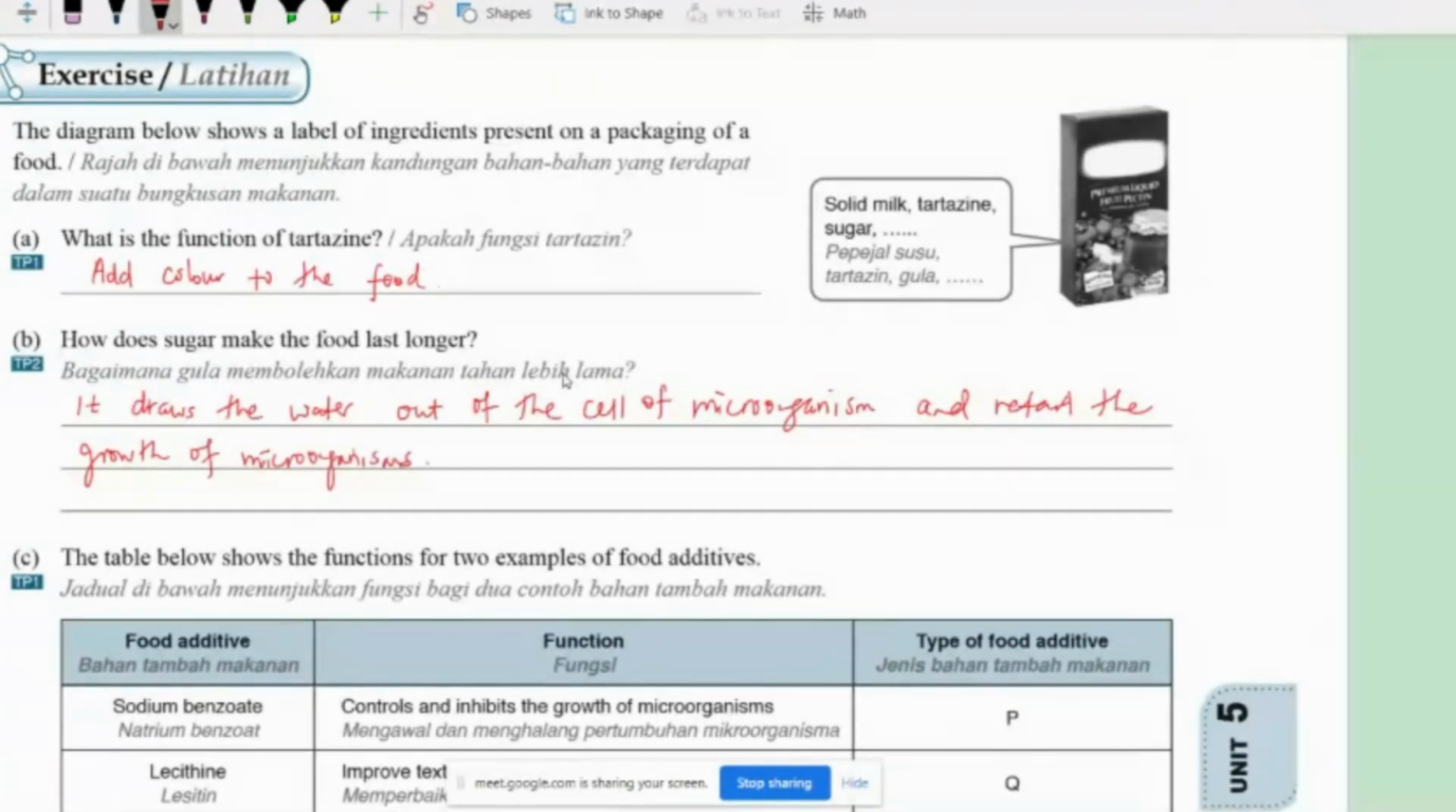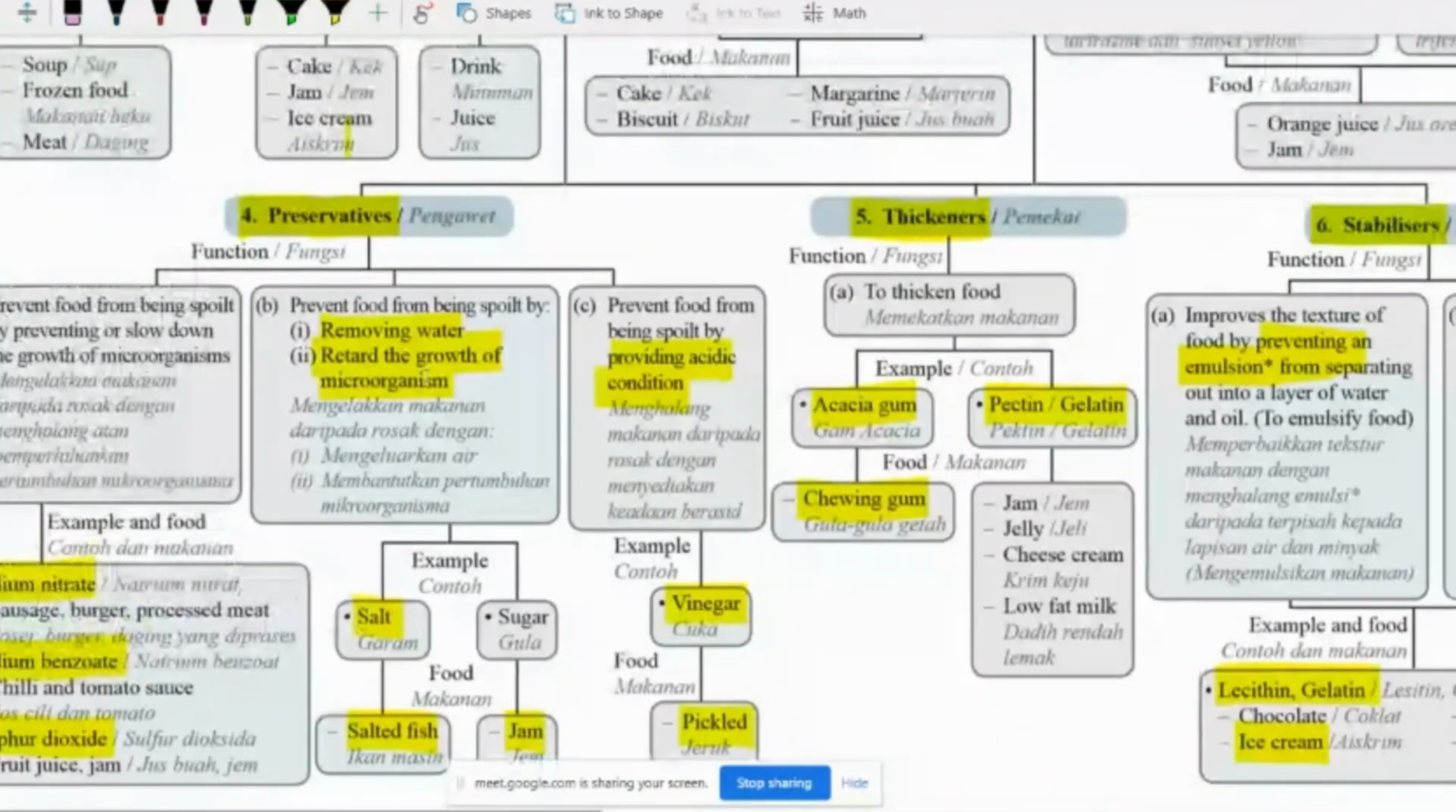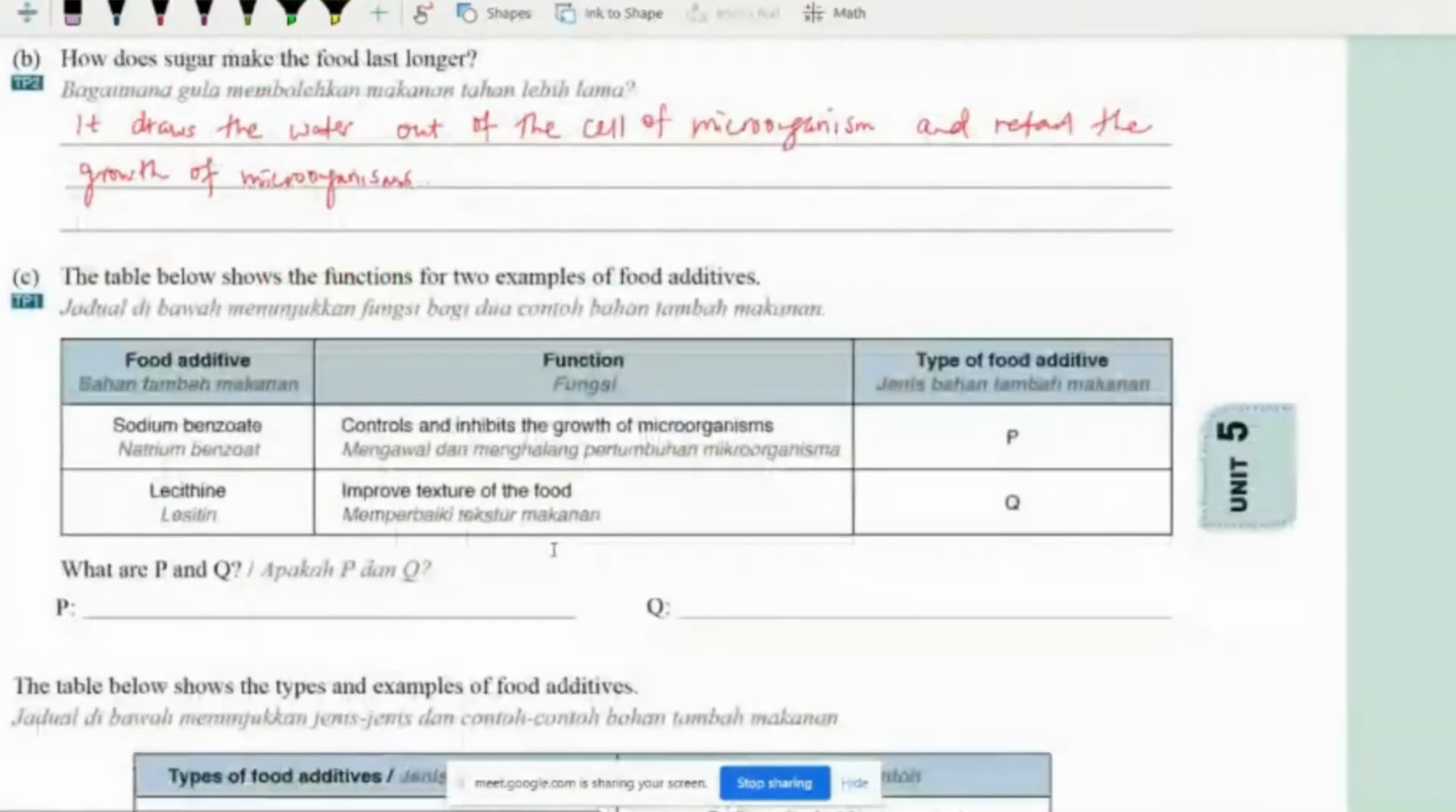So actually the salt also will do the same thing, the same function, creating a concentrated solution to slow down the growth of the bacteria. Basically the sugar will draw the water out of the cell of the microorganism, removing the water, and then retard the growth of the microorganism. Salt also the same, sugar also the same. Good.